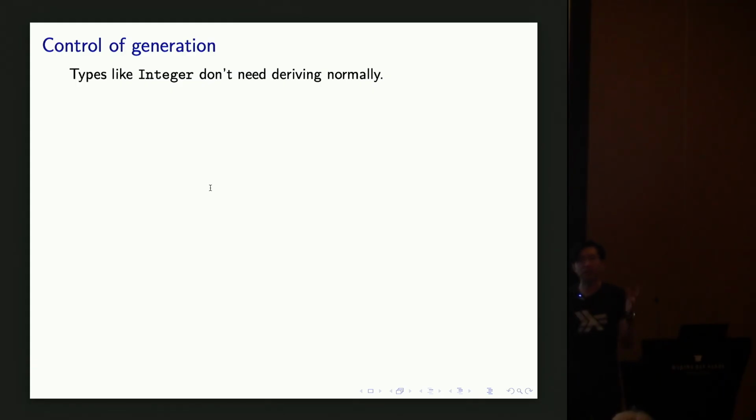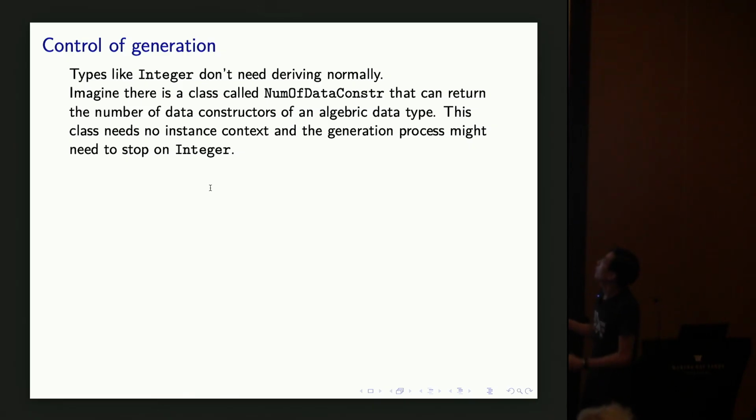Normally, for types like integers and some other types, we don't derive a class for them, right? Imagine you have a class called number of data constructors, and that can return the number of data constructors of an algebraic data type. This class needs no instance context, and the generation process might need to stop on integer, right?